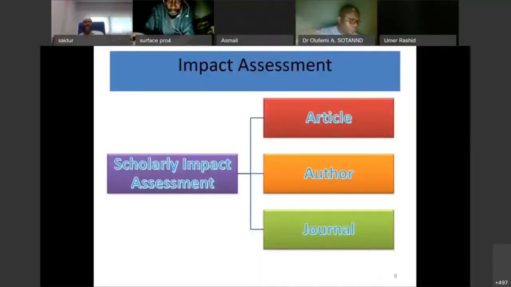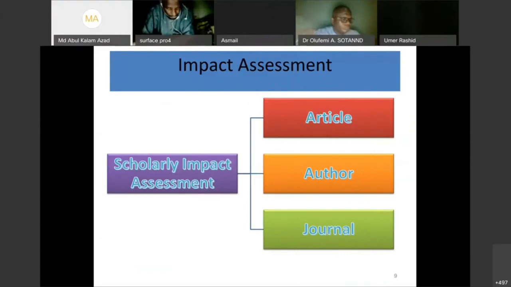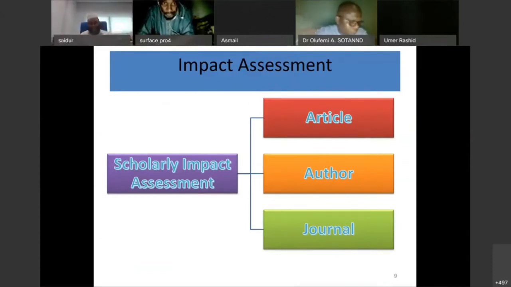Now, how to measure the impact? See, scholarly assessment of impact is basically we have the article. So that is basically the citation. Okay. So citation impact will give you your article. Author, again, author we published.